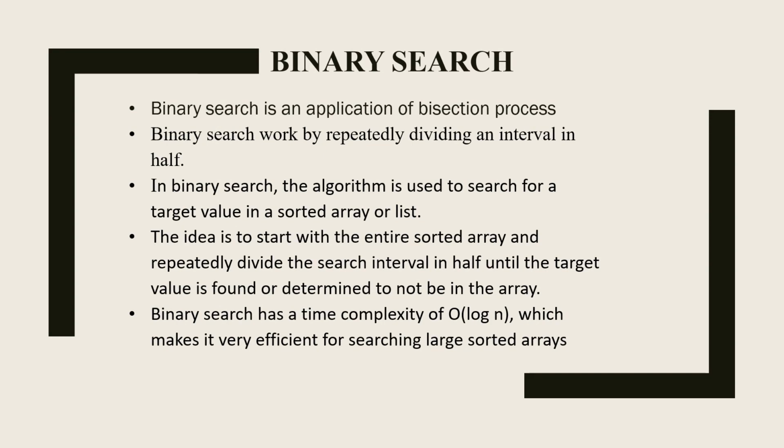Next, let's come to binary search. Binary search is an application of the binary bisection process. Binary search works by repeatedly dividing the interval in half. In binary search, the algorithm we use works on a sorted array or list. The idea is to repeatedly divide the search interval in half until the target value is found or determined. Binary search has a time complexity of big O of log n, which makes it very efficient for searching large sorted arrays.